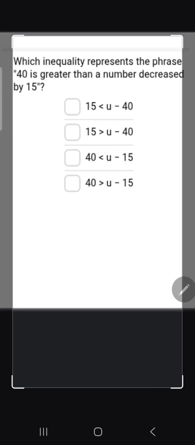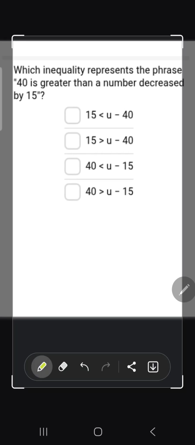Which inequality represents the phrase 40 is greater than? Well, I look through and I'm trying to find 40 being greater than. No, the only one I see is this one. 40 greater than a number u decreased by 15, and that would work.